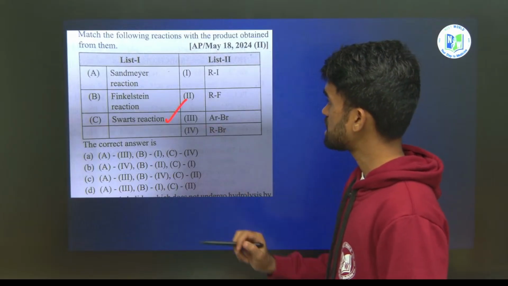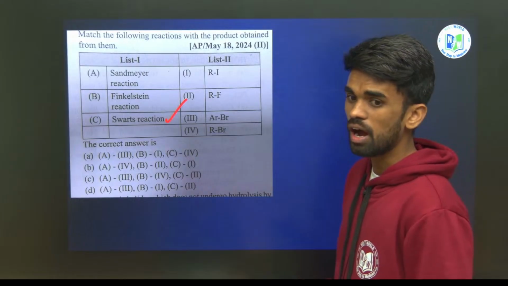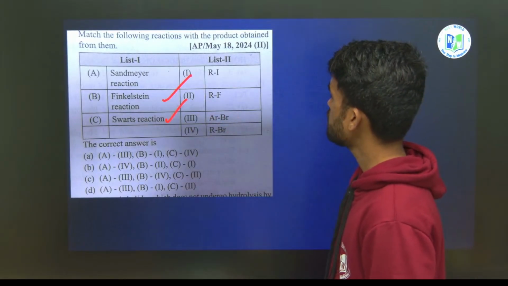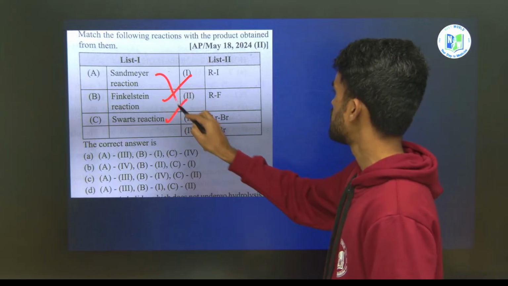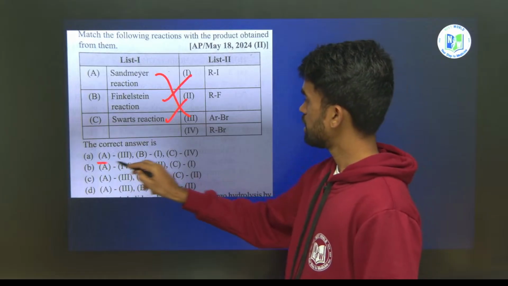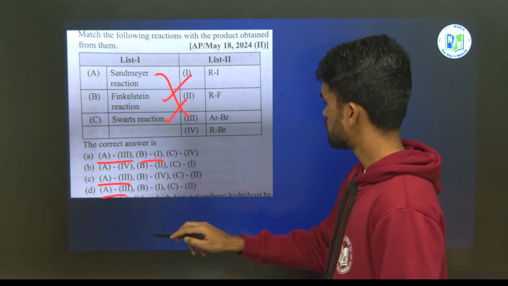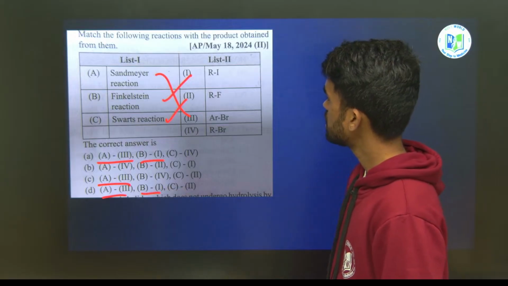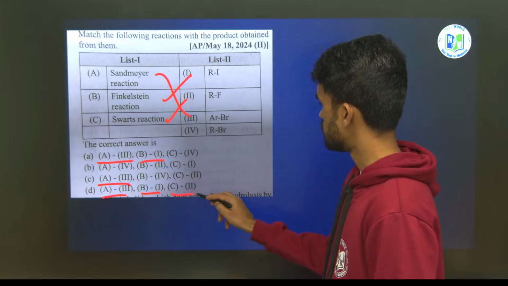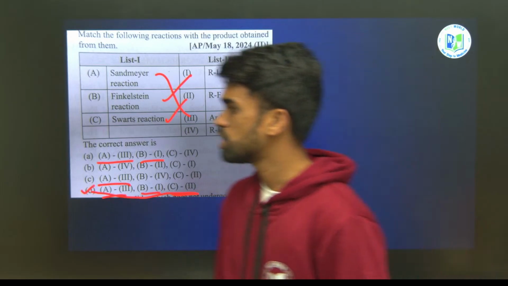C2. Finkelstein means alkyl iodides, B1. Next, Sandmeyer reaction is for preparation of aryl bromides, A3. Next, B1 and C2. So C2 here, and only this option has it. So option D will be your answer. Like this you need to solve the questions.